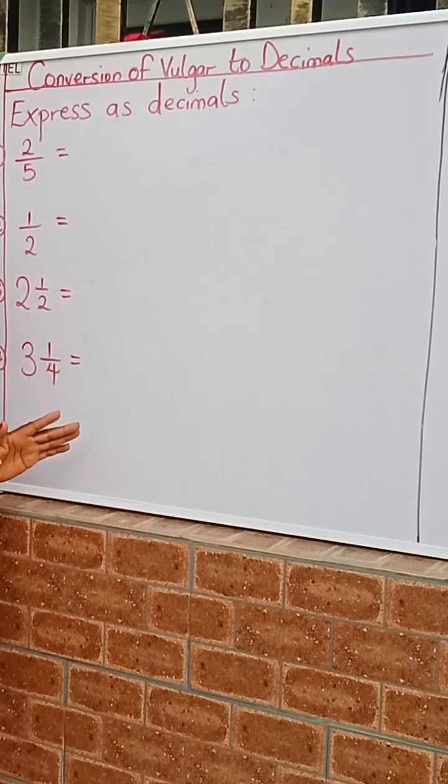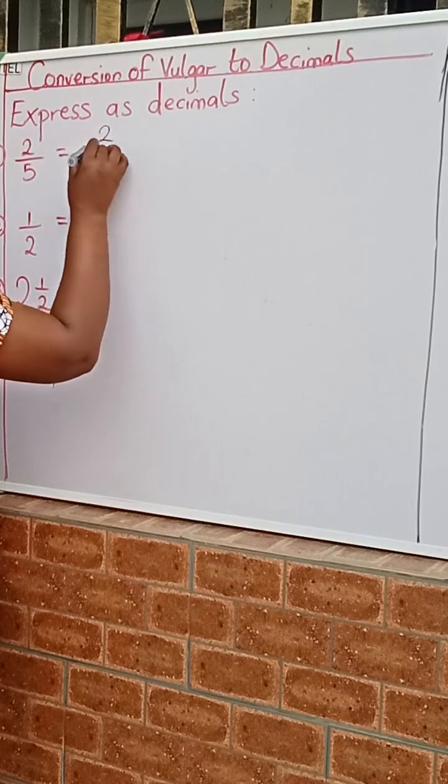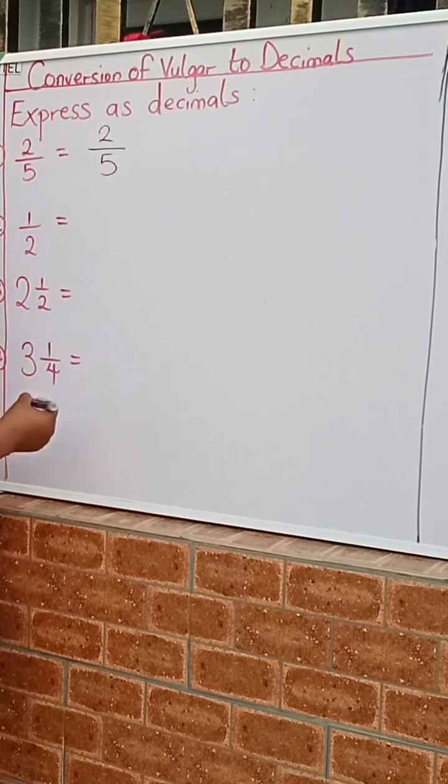But today I'm going to be doing one of the proper fractions and one of the mixed numbers. So you're going to be doing one of the proper fractions and one of the mixed numbers. We will share it equally today. So let's delve in. We have 2 over 5. So let's write it out. We have 2 over 5.